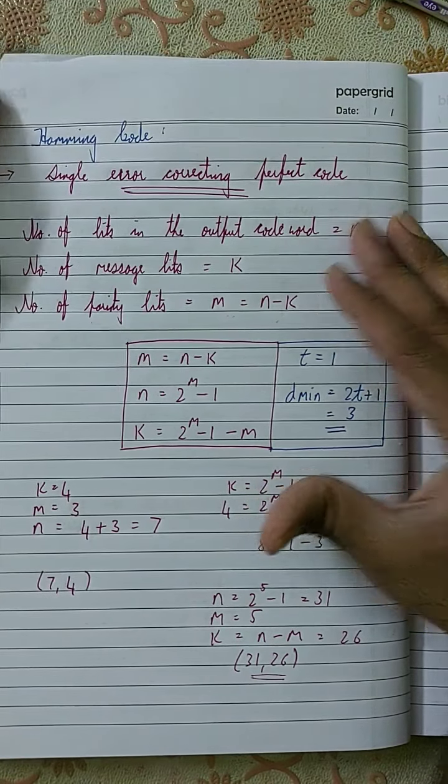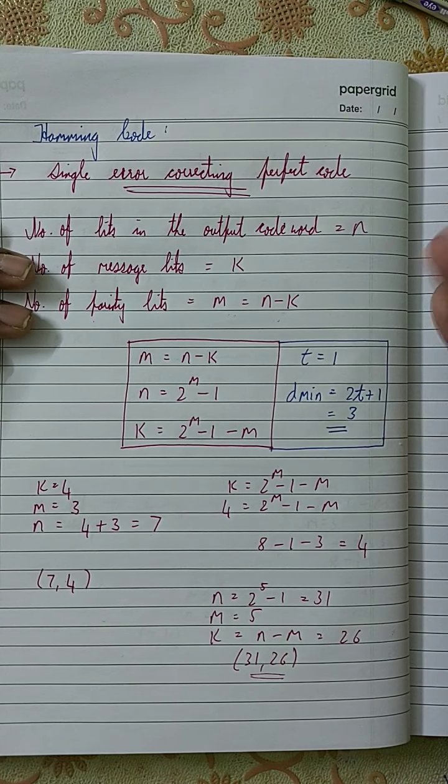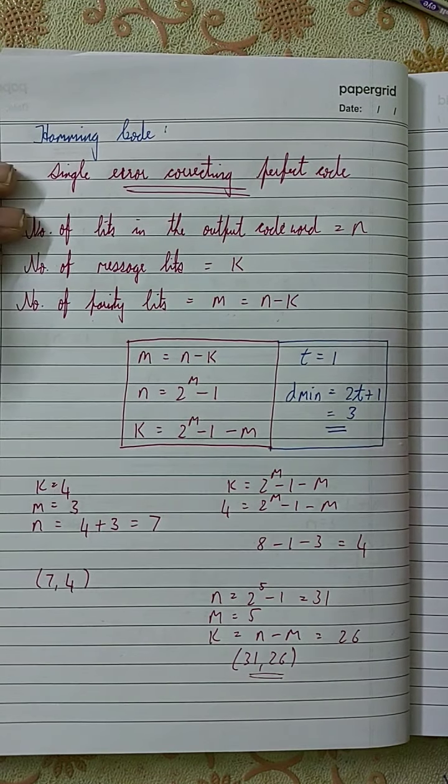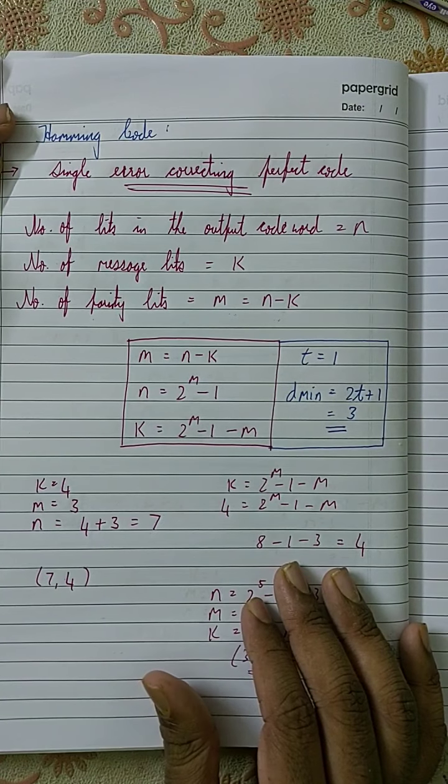And one interesting thing about Hamming code, we all know that a Hamming code can either be a systematic Hamming code or a non-systematic Hamming code. We all know what the meaning of systematic is, right? Systematic Hamming code means the message is also part of the code word. We have seen that in the previous video.